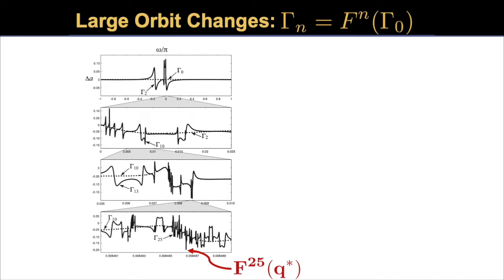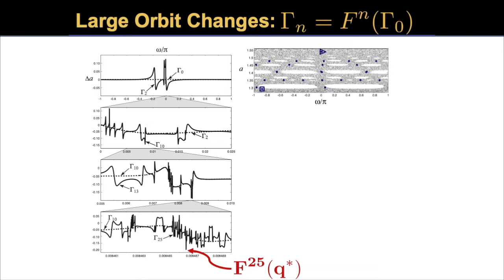Well, I found a point that seems to decrease the semi-major axis the most, and that was after 25 orbits of an initial point, Q naught. So this shows, here's Q naught. This is the initial condition in that Poincaré section. Here's the final one. And then you see all the intermediate points.